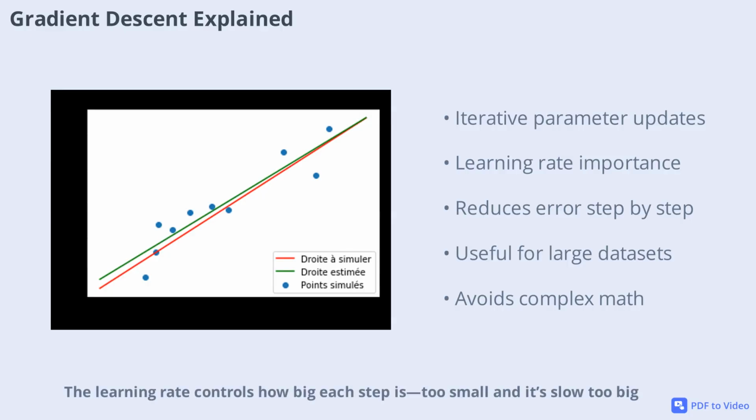Too small and it's slow, too big and you might overshoot. This iterative process continues until the error stops decreasing significantly. Gradient descent is especially useful for large datasets or complex models where analytical solutions are impractical.